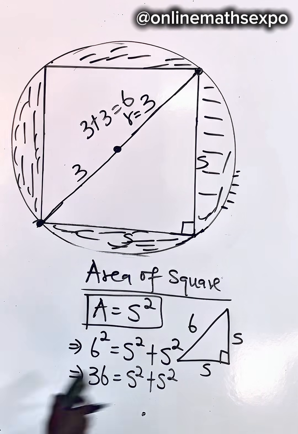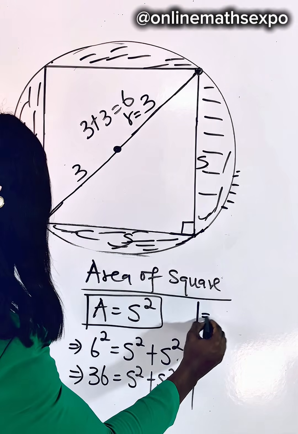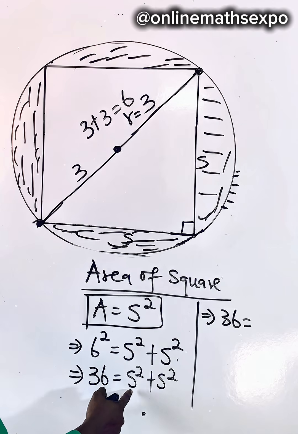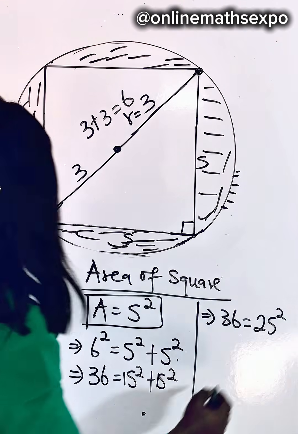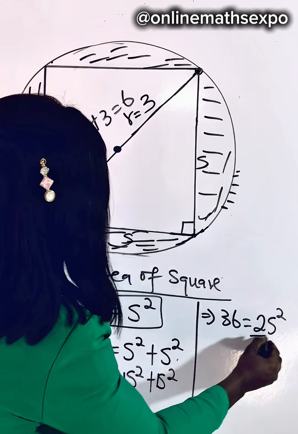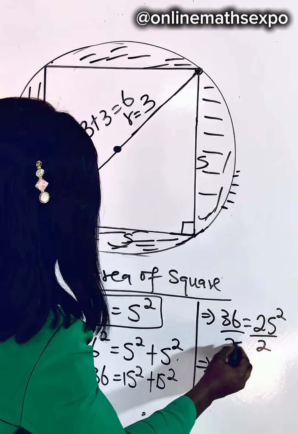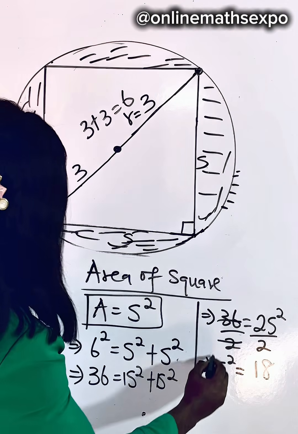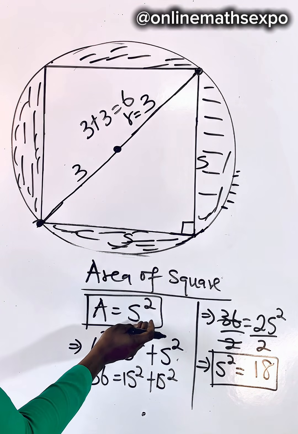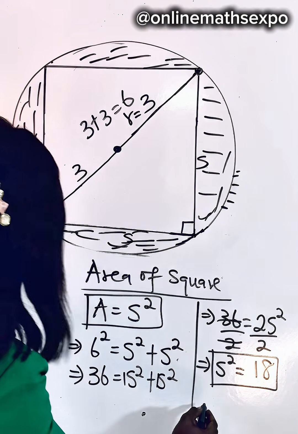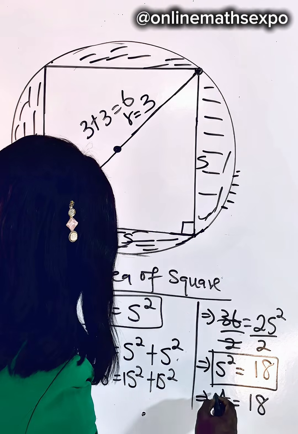And what do you do now? You are going to quickly add up. So this will give us 36 is equal to 2s squared. What do you do? To get s squared, you divide both sides by 2. When you do that, s squared gives us 18. So our s squared is 18. And remember, to get the area is s squared. So the area of the square is 18 square units.